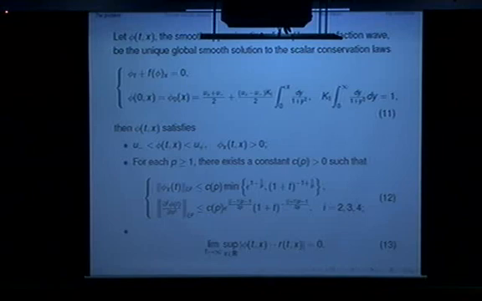This kind of smooth solution was first constructed by Matsumura and Nishihara in 2000, and we will construct this one. Note that here we introduce a small parameter epsilon. The properties of this smooth approximation of the solutions were proved by Professors Matsumura and Nishihara.